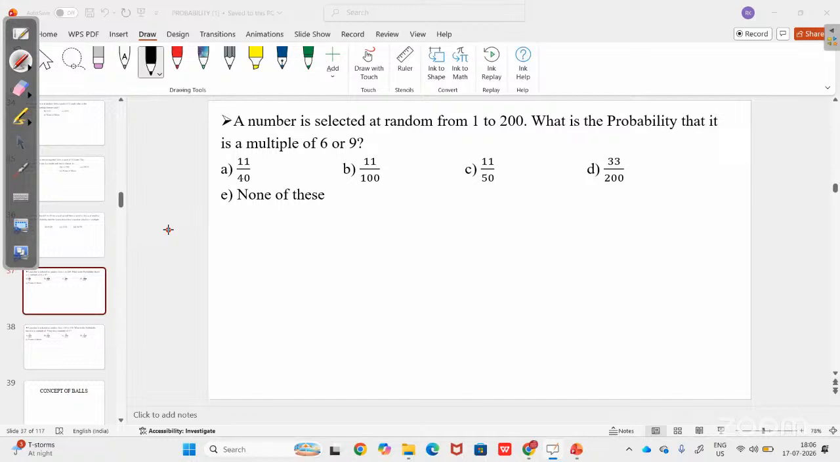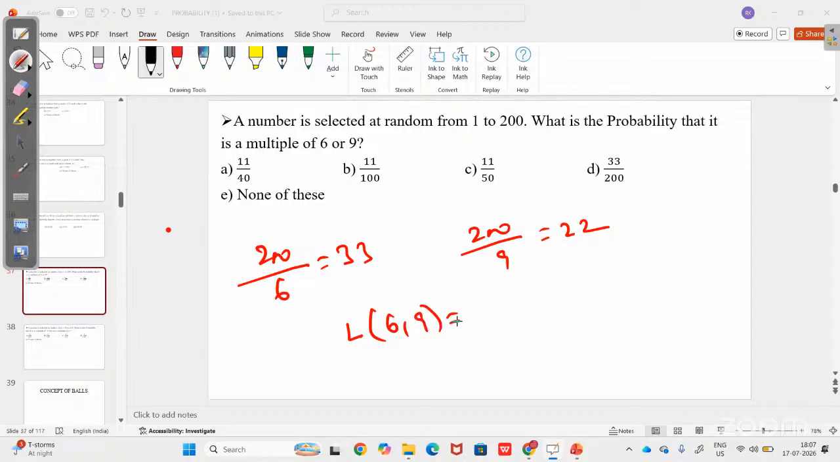A number is selected from 200. So what is the answer? 200 by 6 equal to, total numbers are 33. 200 by 9 equal to, total numbers are 20. So we are having a combination of 6 and 9. So that is the LCM of 6 and 9, equal to 18.